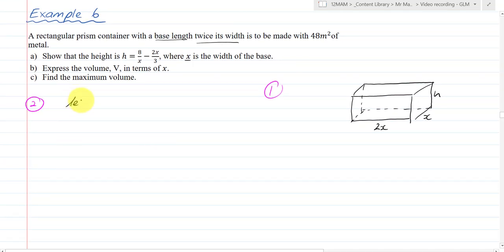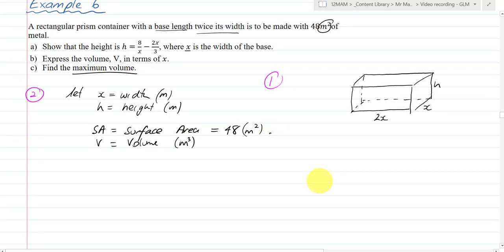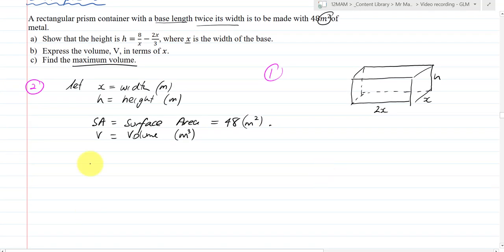So I've already got x equals the width, and notice here that this is in meters squared, so we'll do width in meters. h equals height, also in meters. And then I've got SA equals the surface area, and that's equal to 48. And we've got volume, which is what we're trying to maximize here in part C, volume, and this is in meters cubed. That's in meters squared.